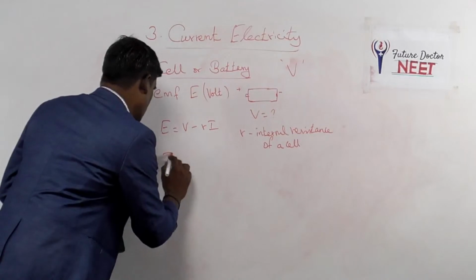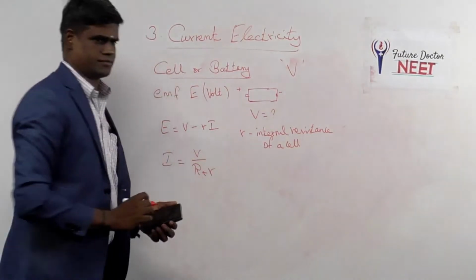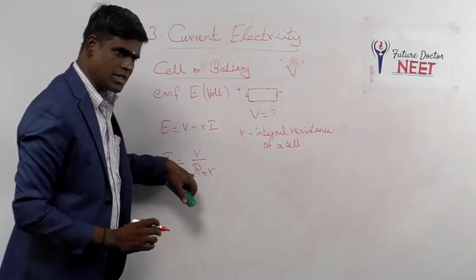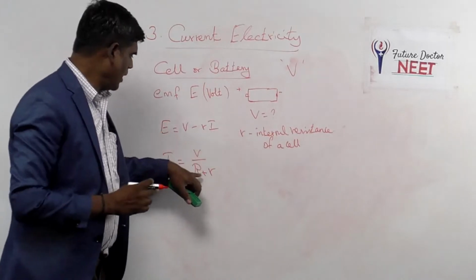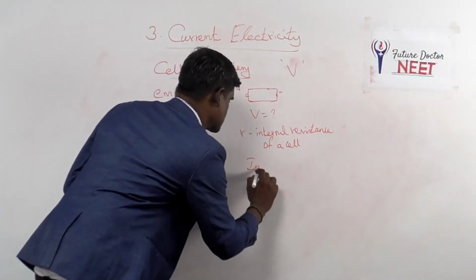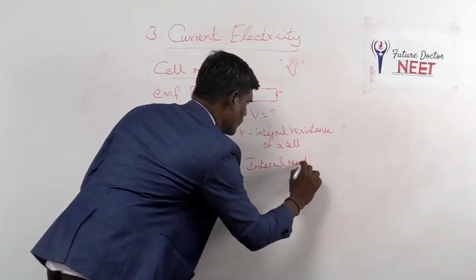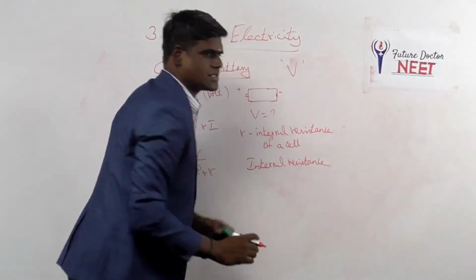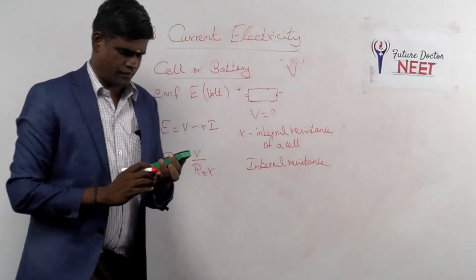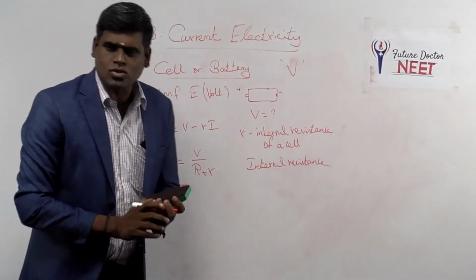And another one, I equal to V by R plus r. Here V is a potential, I is a current, R is the total resistance of the cell, and small r is the internal resistance. What is internal resistance? Internal resistance is the resistance offered due to the electrolyte of the cell.